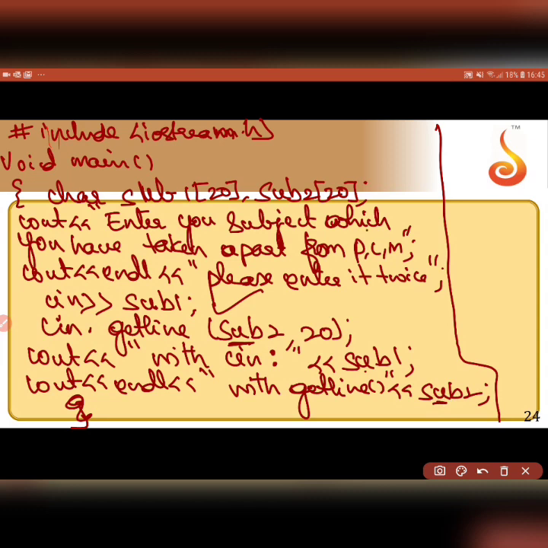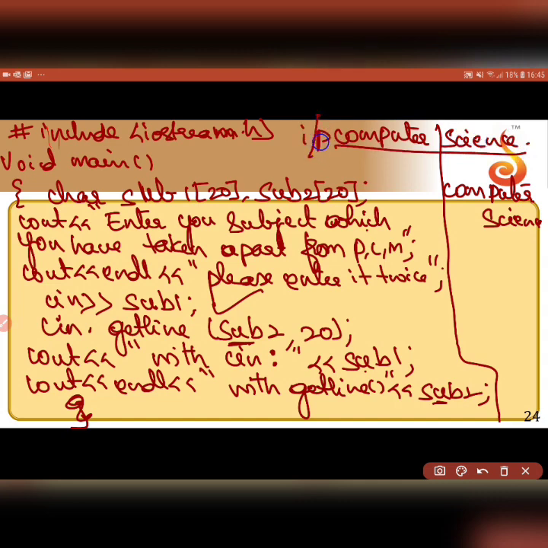It will first print the cout statement, asking me the subject, and asking me to please enter it twice. For example, if I say computer space science, it's one subject, but I will say computer space science is entered both the times. Please make a note here.